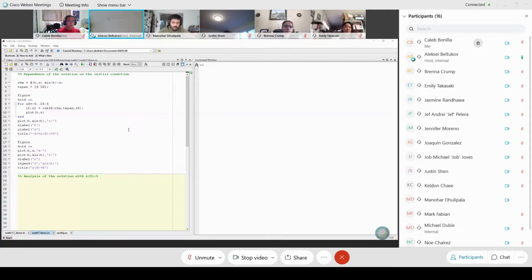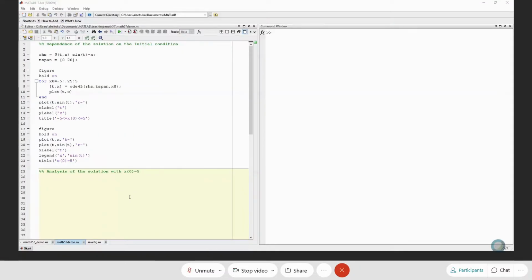Yeah, you guys see MATLAB? Yeah. All right. By the way, is this font big enough for you to see? Does it look okay? Do you need it to be bigger? No? Okay.